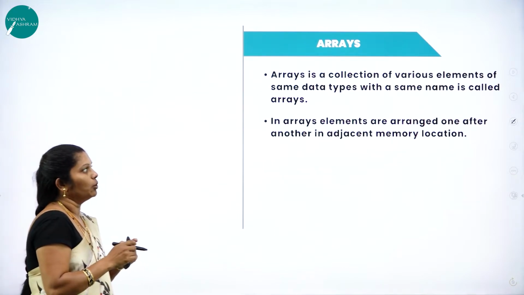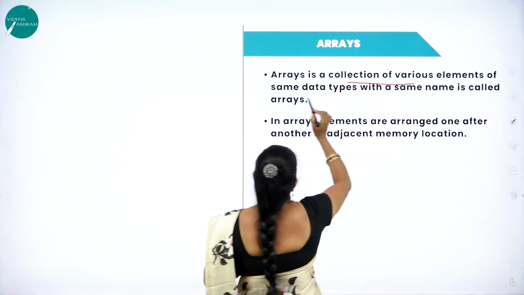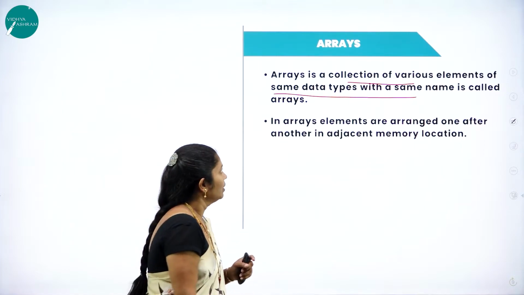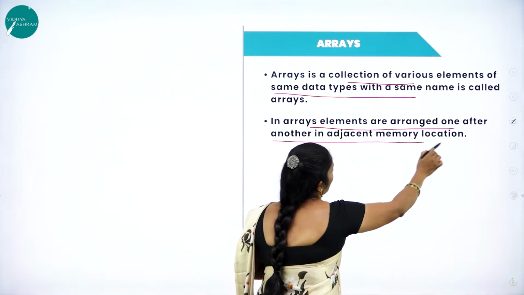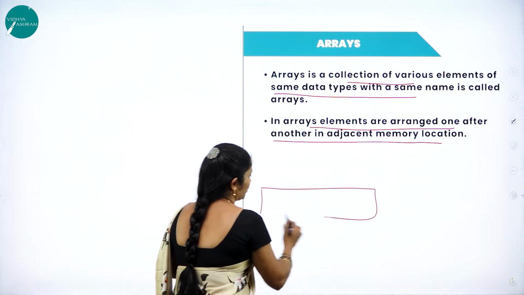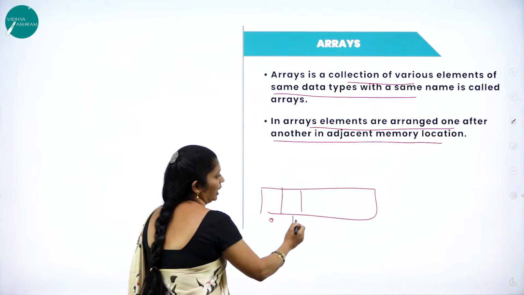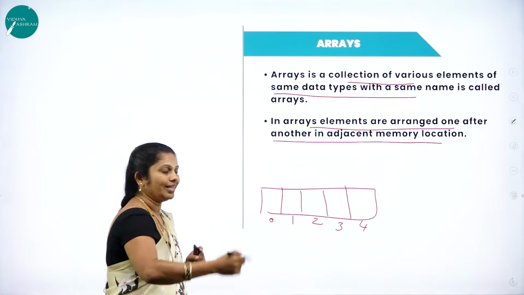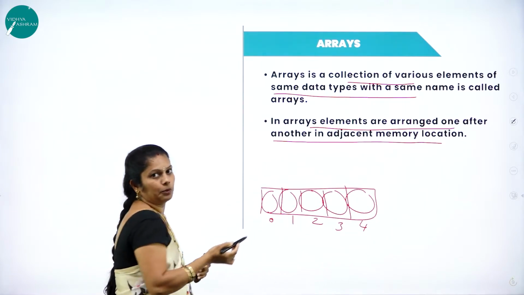Next, we'll discuss arrays. An array is a collection of various elements of the same data type with the same name. In this, the array elements are arranged one after another in adjacent memory locations. Consider this is the first memory location, 0. Then the adjacent next memory location, 1. Then next 2. Then 3. Then 4. Like this, all the elements are arranged one after another in adjacent positions.